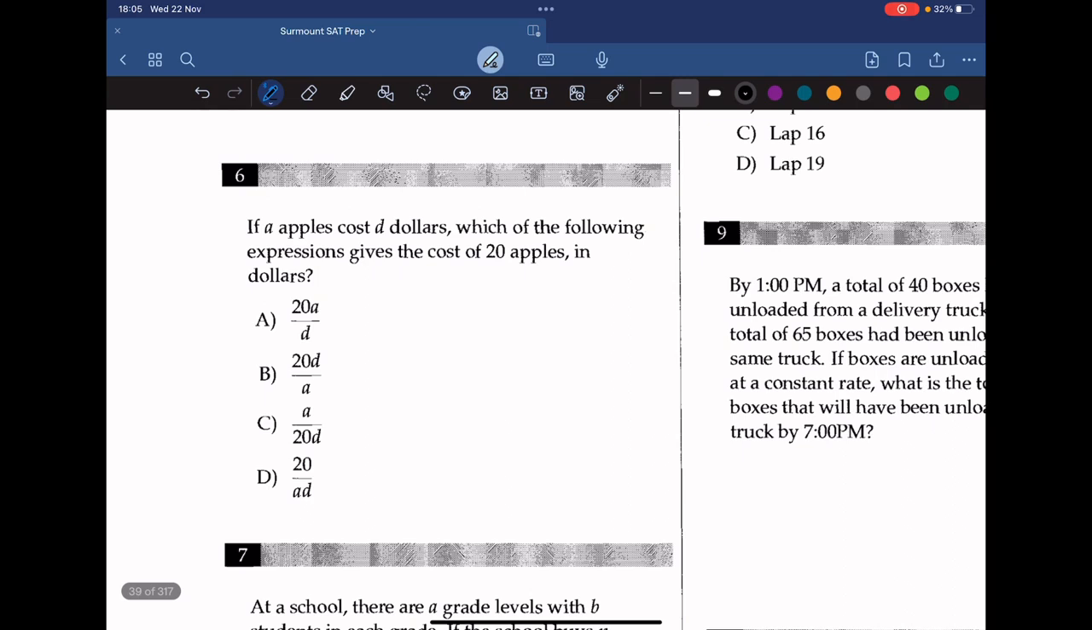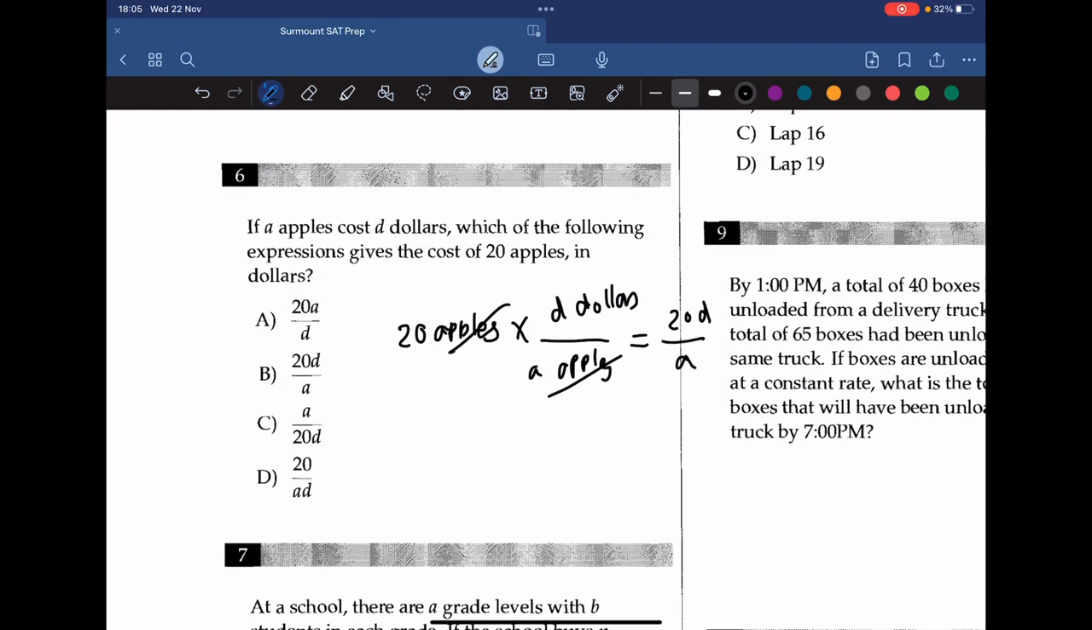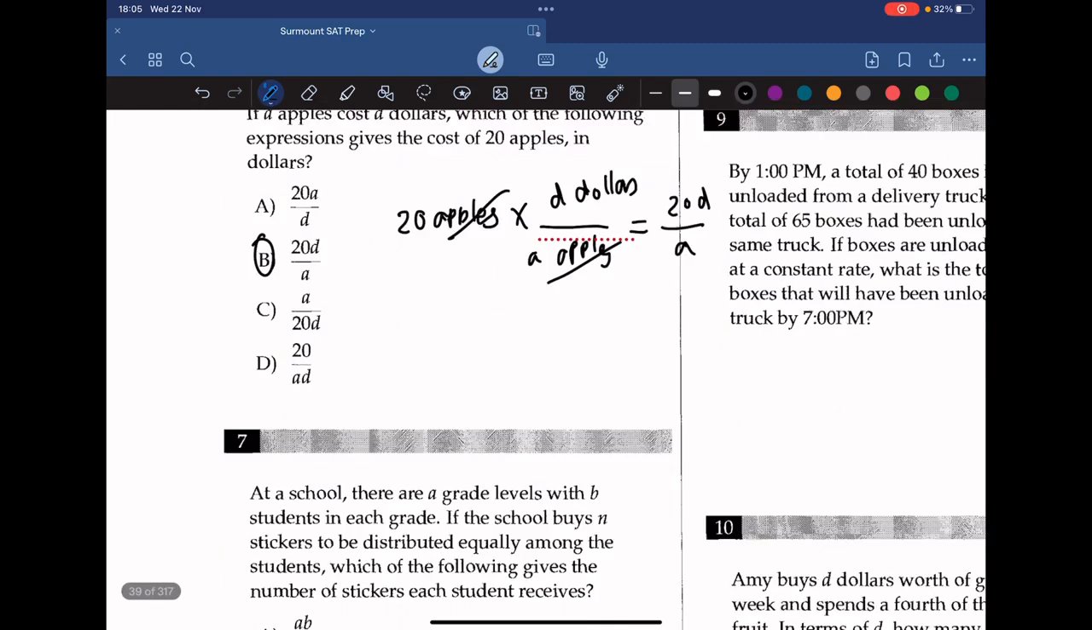Alright, if A apples cost D dollars, which of the following expressions gives the cost of 20 apples in dollars? So we can write an equation for this. Let's say it's 20 apples. We can multiply this by D dollars over A apples. Okay? So these two will cancel out, and it will be 20D over A dollars. So the answer should be B.